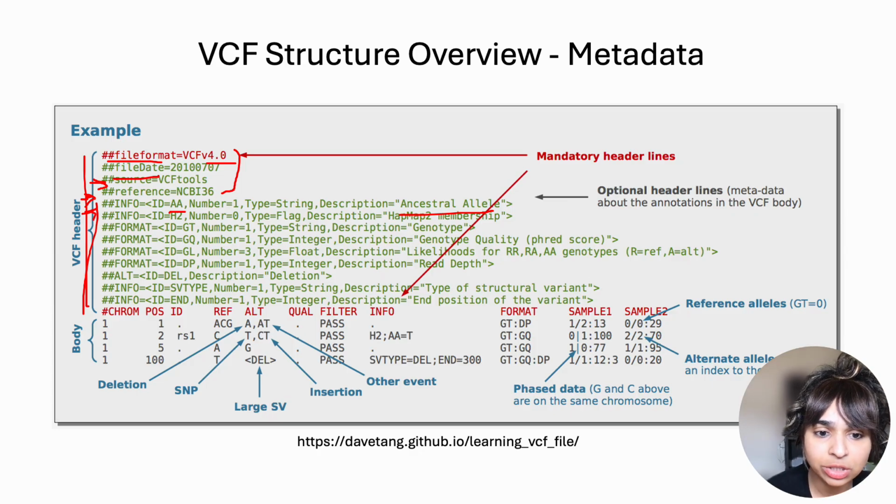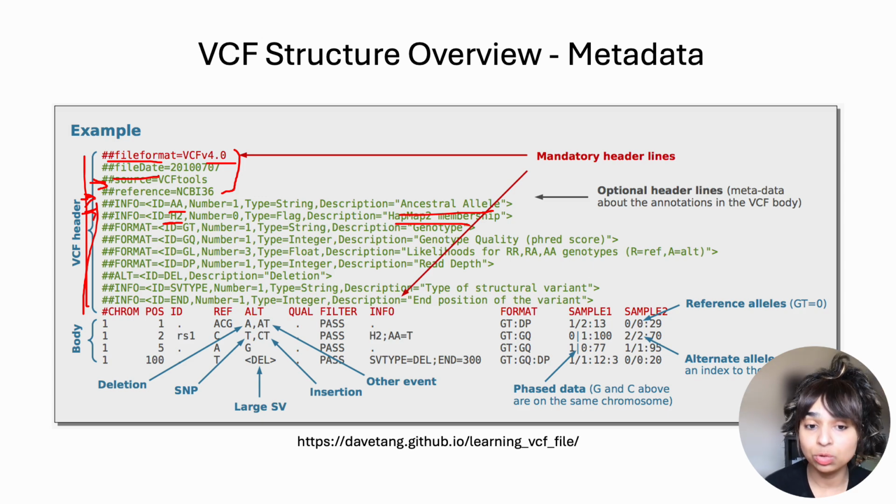Now let's see what H2 means. H2 means HapMap 2 membership. What it actually means is the H2 flag means the variant was observed in the HapMap phase 2 project, one of the first large scale studies of human genetic variation. Okay, so I just want you to understand that every line means something here.